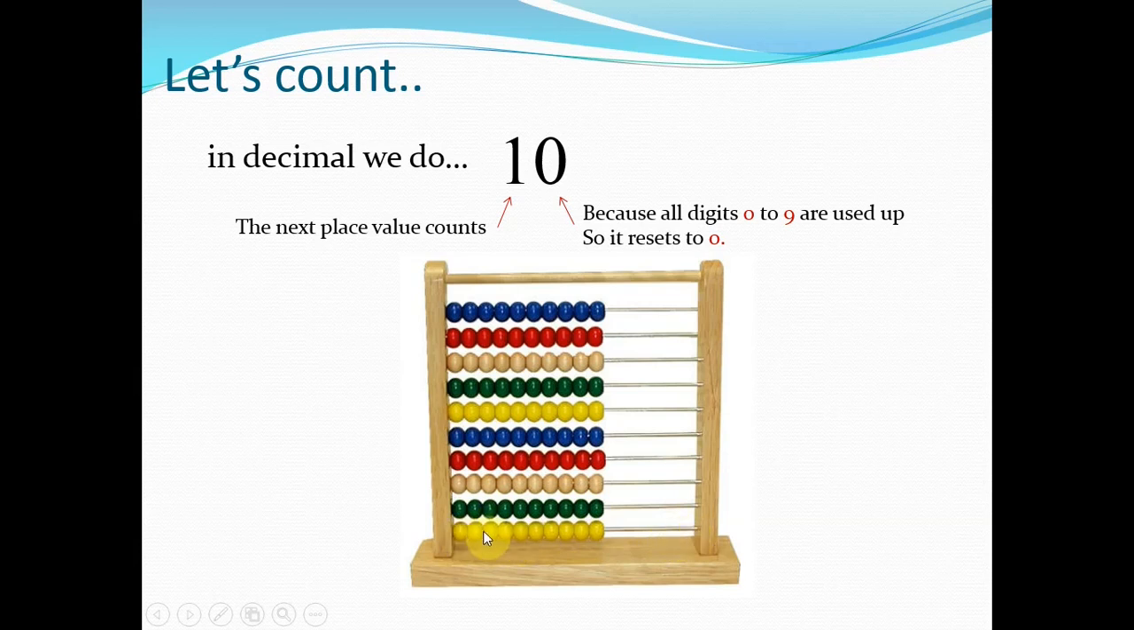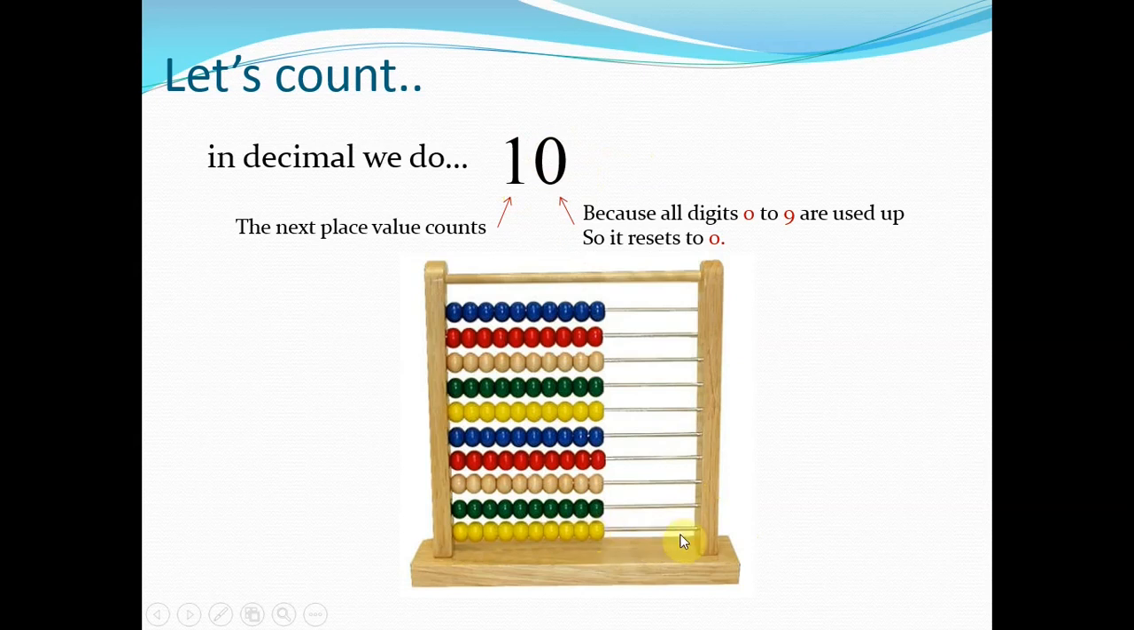Now there are no more beads to move, so what we'll do is reset all those beads, move them back to the left, and then increment one of the beads to the right. So we now have 1 bead here for the 10's place, and 0 beads for the 1's place. That is 1, 0. So that is when we count again.